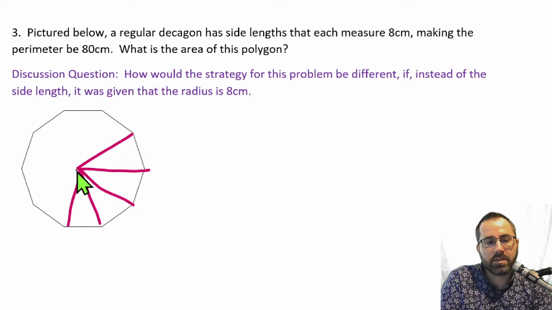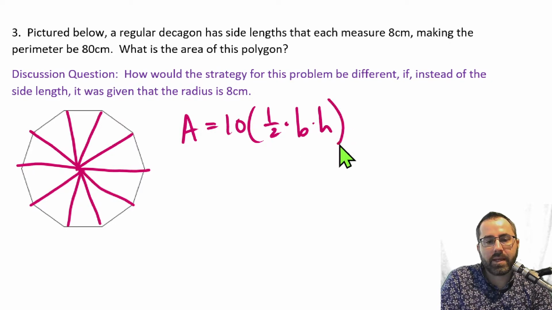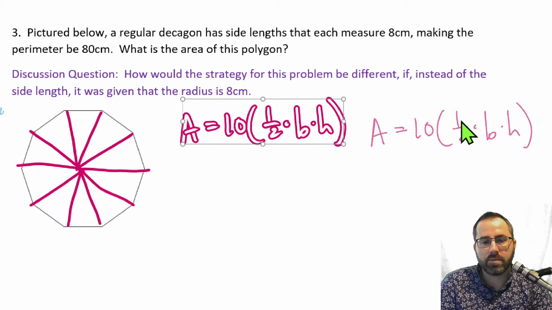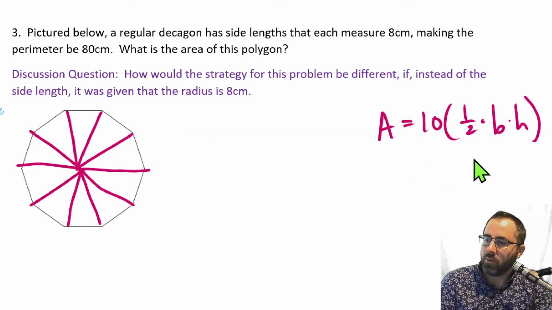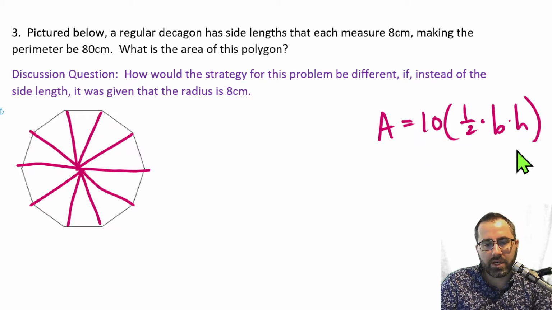So like a pizza, we're going to cut this into 10 triangles. And then the area of this whole polygon is going to be 10, and then the area of each triangle is 1/2 base times height. So this whole polygon is just 10 triangles. Now let's put this to the side. Let's move that over here. Because to do this, we have to find the base and the height for each triangle.